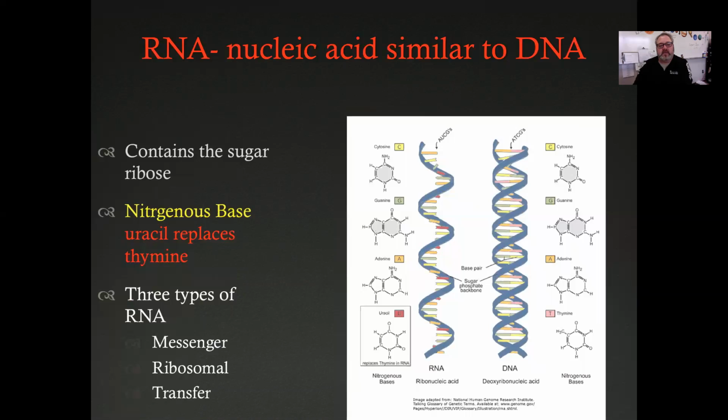So RNA is ribonucleic acid. It's kind of similar to DNA. DNA is deoxyribose nucleic acid. It contains a ribose sugar and nitrogen bases. In the nitrogen bases, we talked about the A's, the T's, the G's, and C's: adenine, thymine, guanine, and cytosine. Well, thymine gets replaced by uracil. So adenine, instead of pairing with thymine, would pair with uracil when we're talking about RNA.